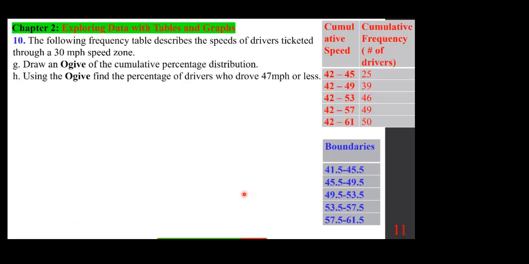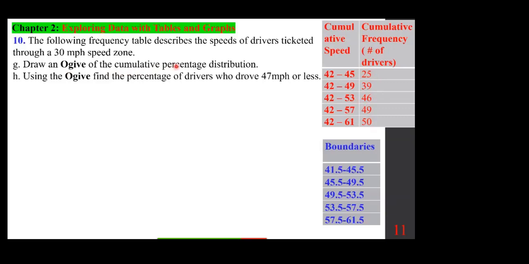So here are the boundaries we are going to use: 41.5, and then 5, all the way to the last. The lower boundary of the first class always corresponds to 0. The upper boundary of the last class always corresponds to either n, which is 50, or 1, or 100%. Which one? Well, you look at the question. The question is asking cumulative what? If it's asking for a cumulative frequency, then you are going to use those.